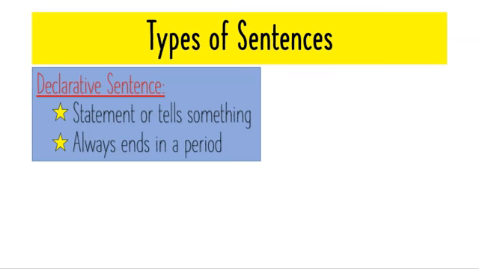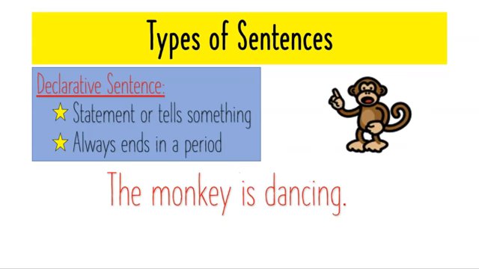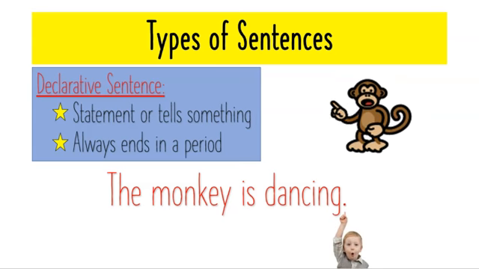Here's an example of a declarative sentence. The monkey is dancing. This is a declarative sentence because it tells us what the monkey is doing. And look at that. It always ends in a period, and there's the period.